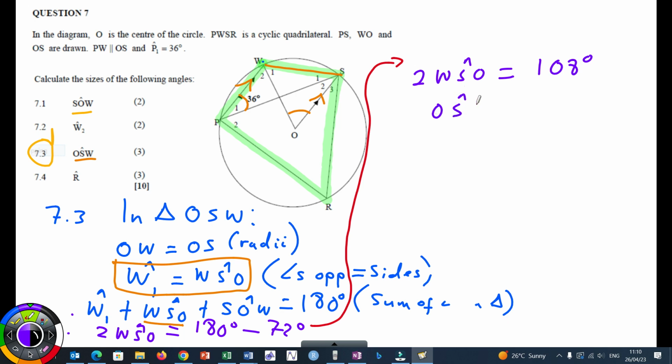So OSW is going to be equal to 108 degrees divided by 2. And that will give you 54 degrees.